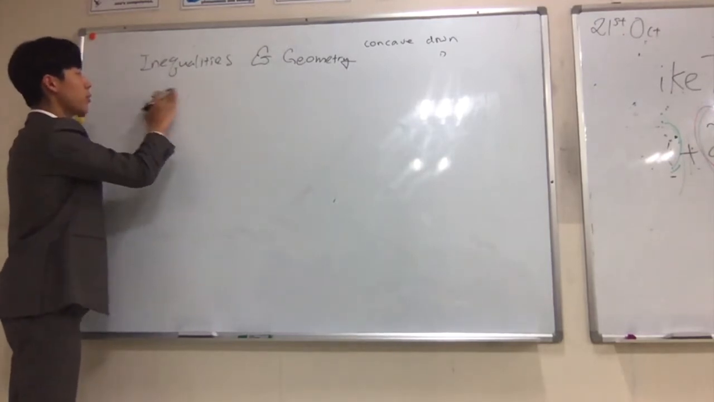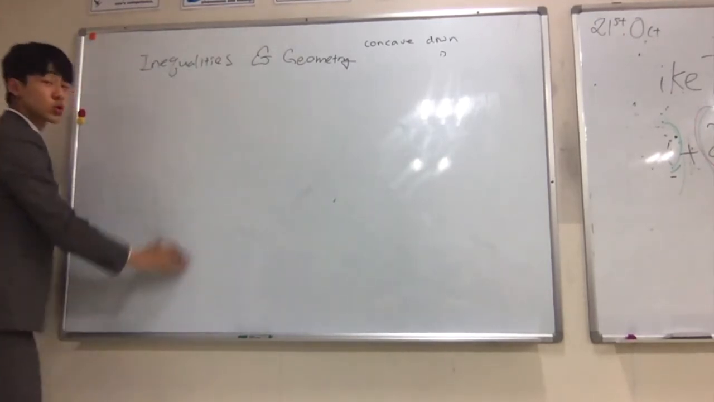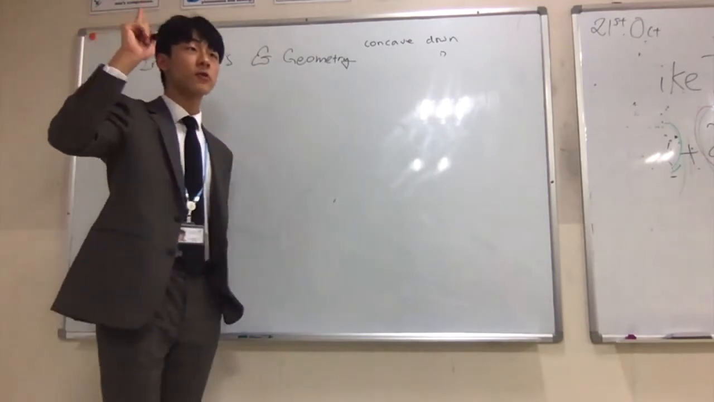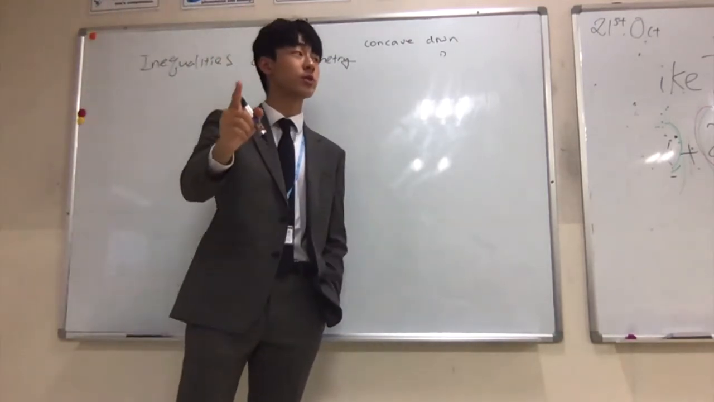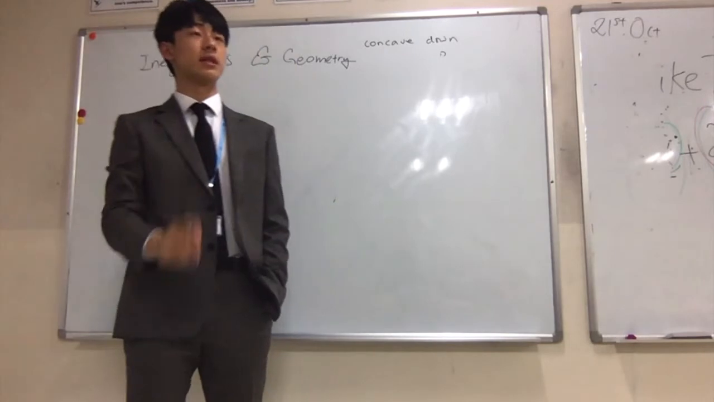So today we're going to cover only two inequalities. The first one is the arithmetic mean versus geometric mean. The second one is the Cauchy-Schwarz inequality.